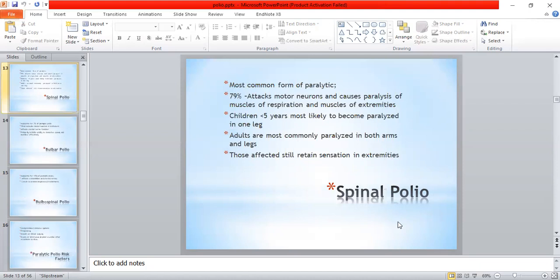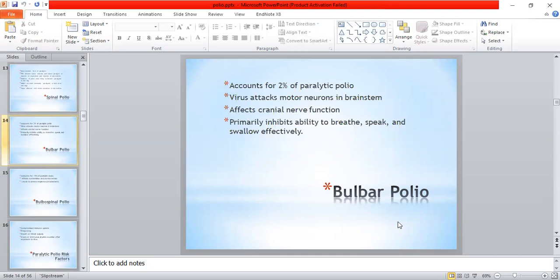Spinal polio is the most common form of paralytic polio. It accounts for 79% of paralytic cases, attacking the motor neurons and causing paralysis of the muscles of respiration and of the extremities. Children less than 5 years are most likely to become paralyzed in one leg. Adults are most commonly paralyzed in both arms and legs, and those affected still retain sensation in the extremities.